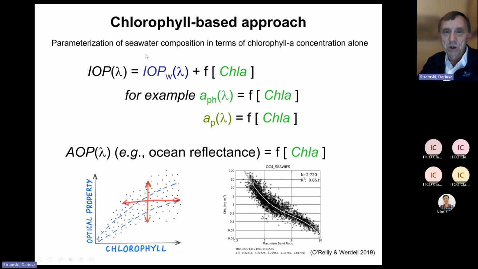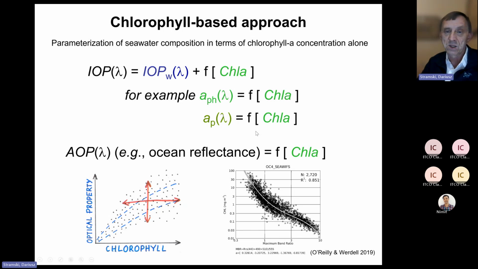I have no time really to go into detail. I'm running out of time, but you'll probably be exposed to some of these concepts during this course. The chlorophyll-based approach was one traditional approach widely used over past decades, where seawater composition is basically parameterized by a single parameter, chlorophyll concentration. So either IOPs or AOPs, such as ocean reflectance, are linked, usually empirically, to just chlorophyll concentration.